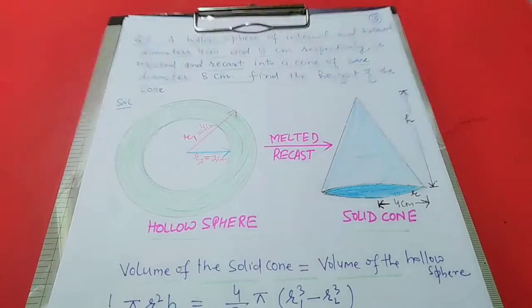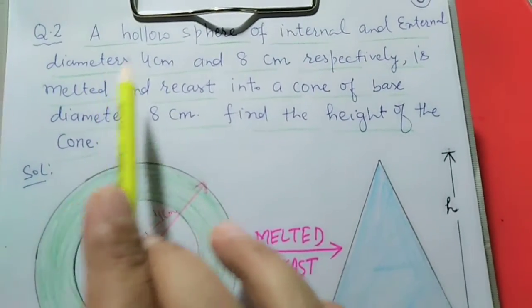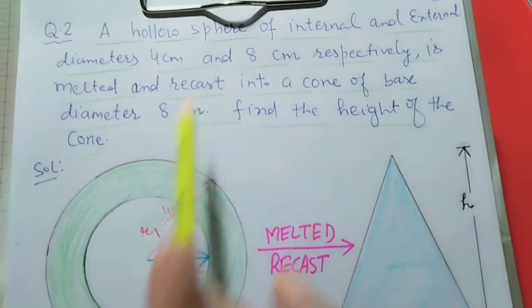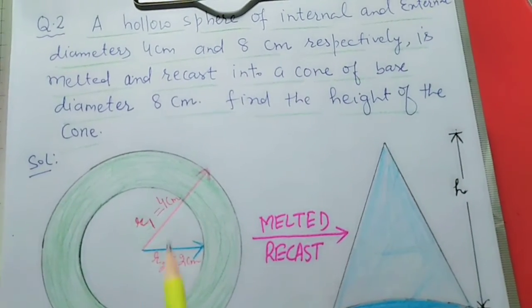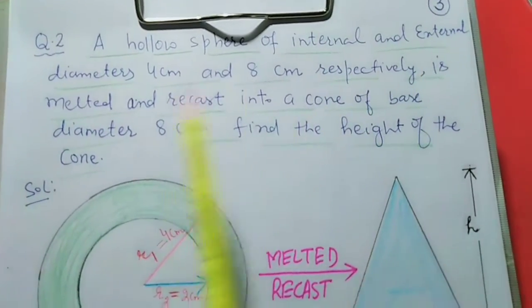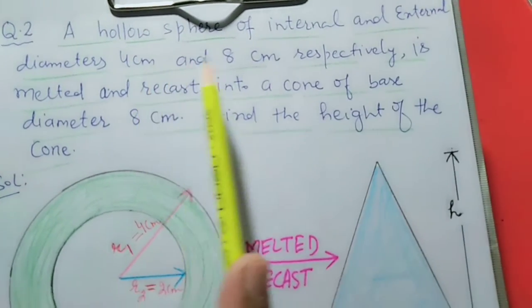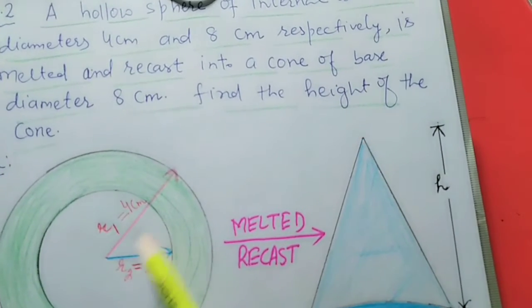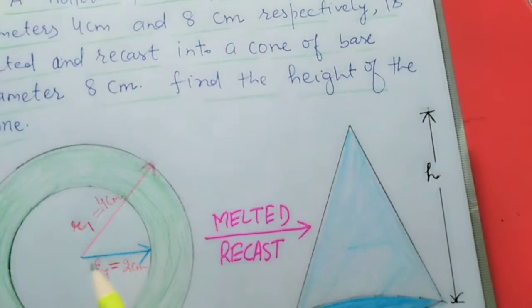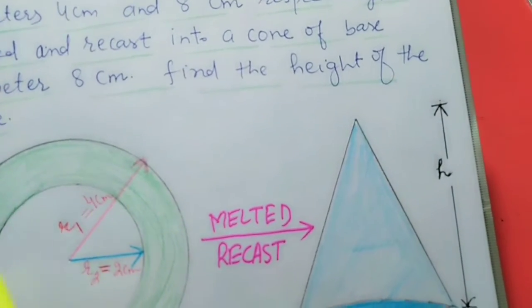Now come to question number 2. In this question it is given that a hollow sphere, it means this time the sphere is not solid, it is hollow. It means it is empty from inside. This is the thickness of the sphere, of internal and external diameters. Diameters are given. So the internal radius will be 2 and the external radius will be 4, and it is shown in the diagram. So R1, that is the external radius, is half of 8, that is 4, and R2 is the internal radius, half of 4, that is 2. So this solid is given.